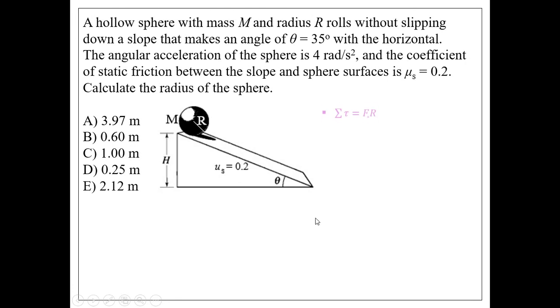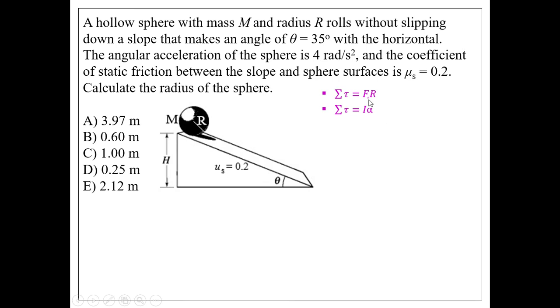Alright, so here I'm just going to go ahead and set up my two torque functions. The first torque function is the force that's generating the torque. In this particular case, if you use the pivot at the center of mass of the hollow sphere, it'll be the frictional force that causes the rotation of this particular hollow sphere down the ramp. And then the second function for torque is the moment of inertia times angular acceleration.